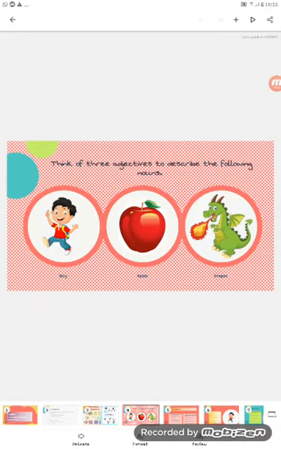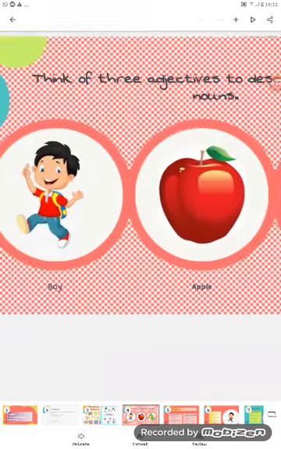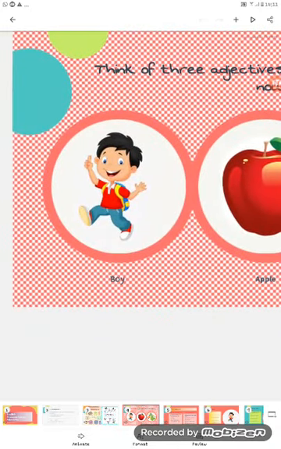Now, as we have discussed the relationship between the noun and adjectives, and we have discussed the concept of a noun and adjectives, and we also did the examples. Now I want you to think of 3 adjectives to describe the following nouns. Let's take a first example. Boy. What words would you use to describe the noun boy? Yes, a happy boy. Yes, a naughty boy. Yes, very good. An intelligent boy. Yes, very good.